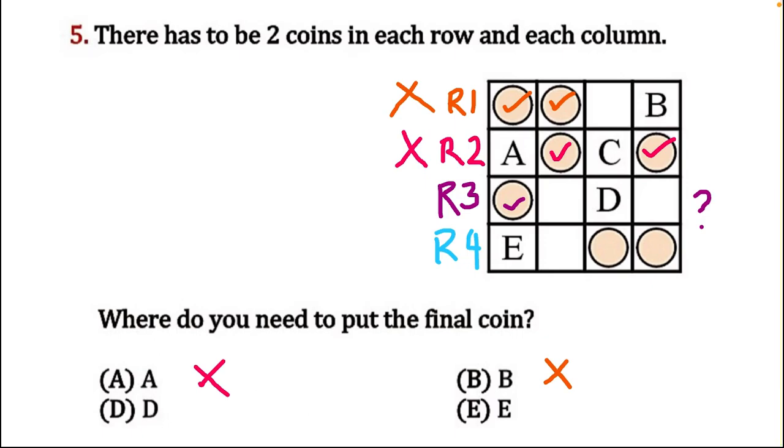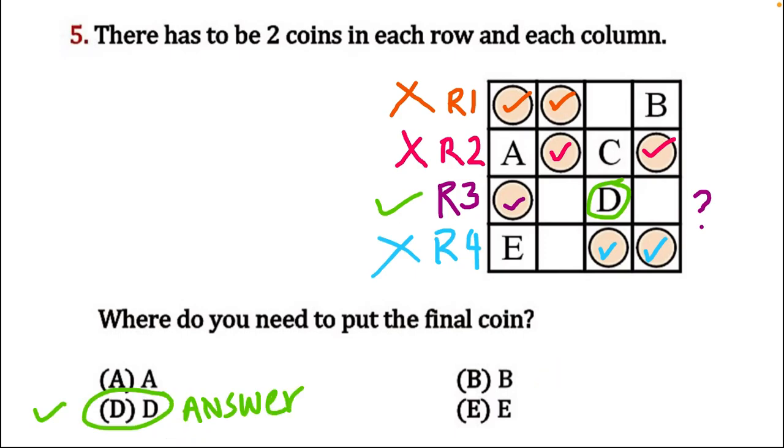However, we are still going to prove our answer correct by moving to the next row. Row number 4 already has 2 coins, so row 4 is incorrect. So D is our correct option. D is our correct letter as well. So the answer is D.